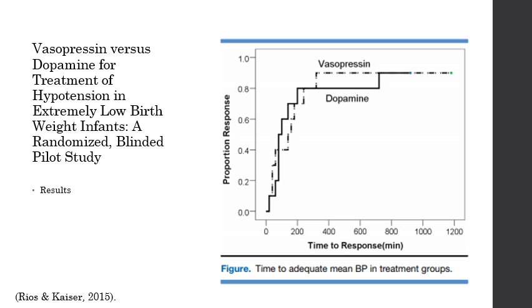At 24 hours after birth, 90% of the infants in the vasopressin group and 80% of the infants in the dopamine group had achieved an appropriate increase in mean blood pressure. Furthermore, both groups exhibited no difference in the amount of time taken to reach an appropriate mean blood pressure. Therefore, both vasopressin and dopamine showed no statistically significant difference in either primary outcome of this study. The time to response in proportion to the response is shown in this graph.